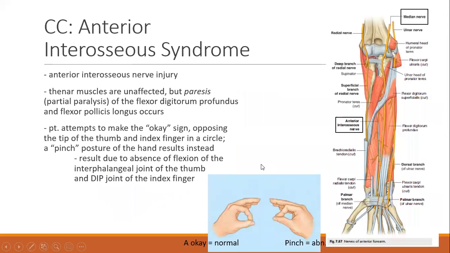And then anterior interosseous syndrome, which the anterior interosseous nerve is a branch off of median. And if you have damage to that nerve, when you ask a person to make an OK sign, instead of being able to flex the fingertip to get the tip of the index with the tip of the thumb, it'll be flat. So you end up with this pinch look instead of like the normal OK. And that's how you know you have damage to the anterior interosseous nerve.